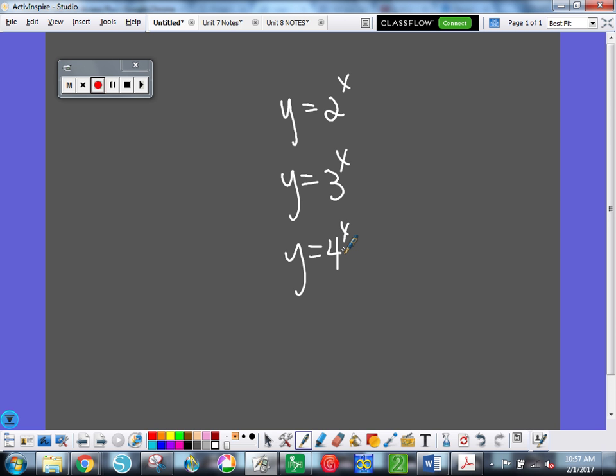Yes. Anyway, back to this. These are all different parent functions. If we looked at this right here, y equals a times b to the x, you had a couple graphing problems on your assignment last night. Do you remember which piece did what? What the a did and what the b did?